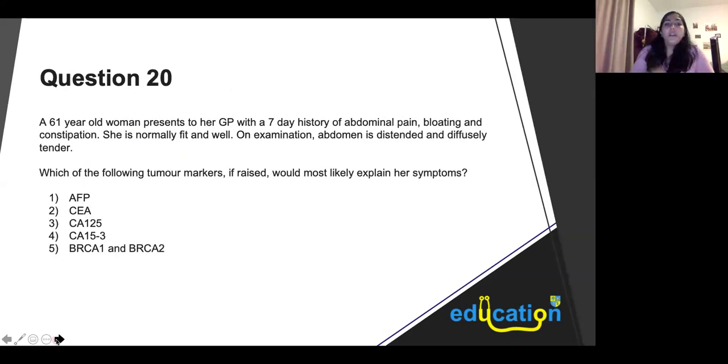So moving on, a 61-year-old woman presents to her GP with a 7-day history of abdo pain, bloating, and constipation. She's normally fit and well. On examination, abdomen is distended and diffusely tender. Which of the following tumor markers, if raised, would most likely explain her symptoms?